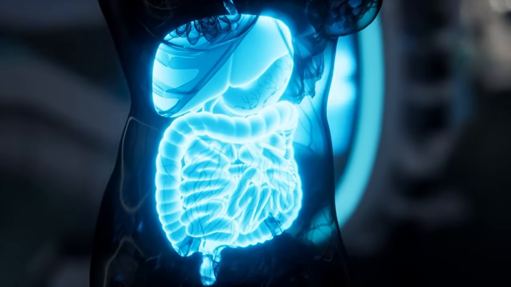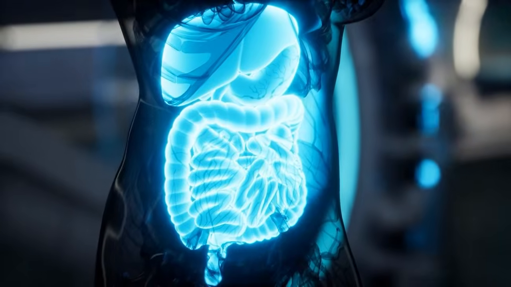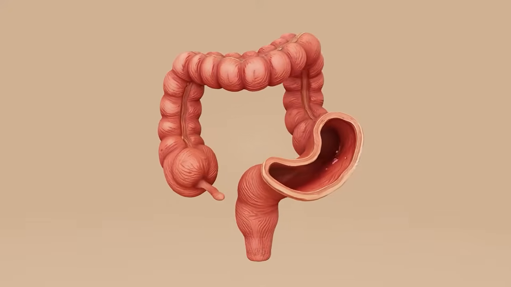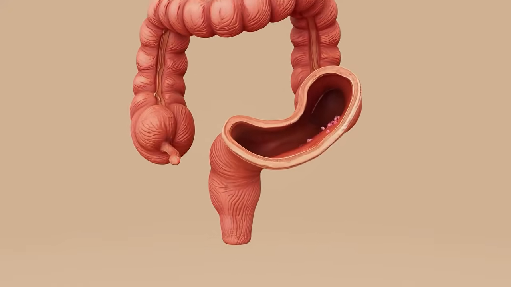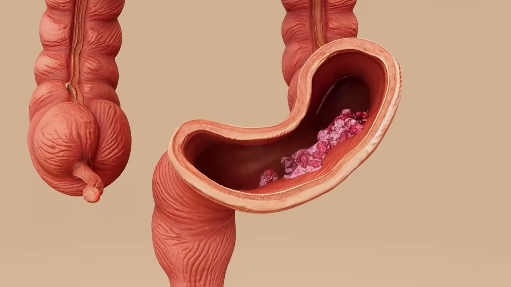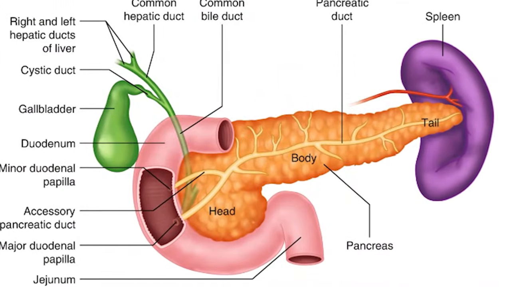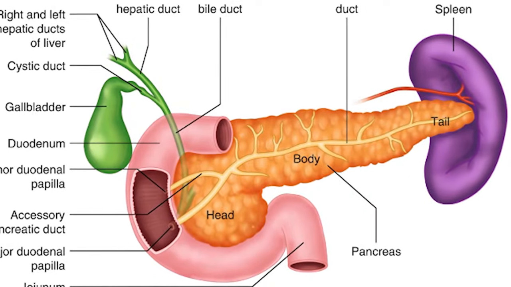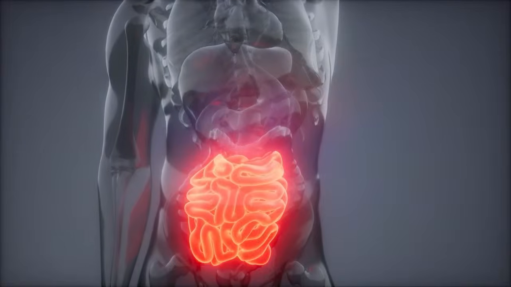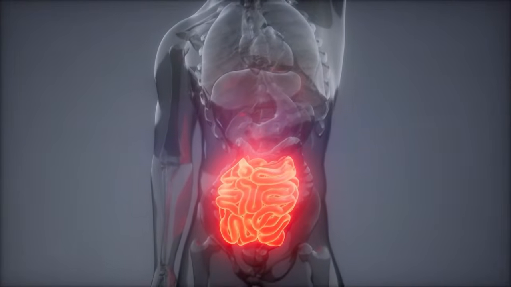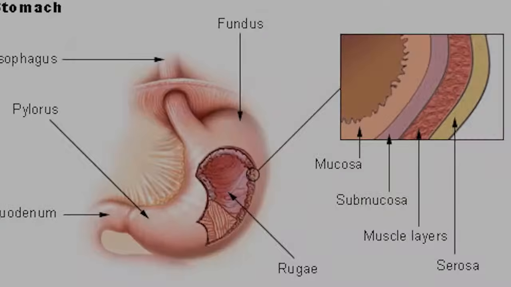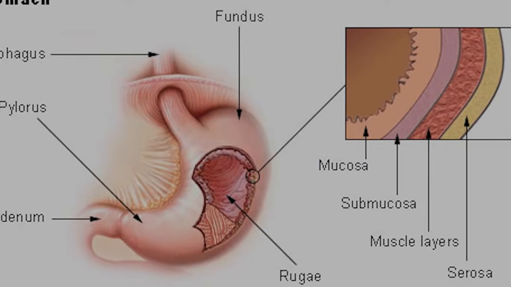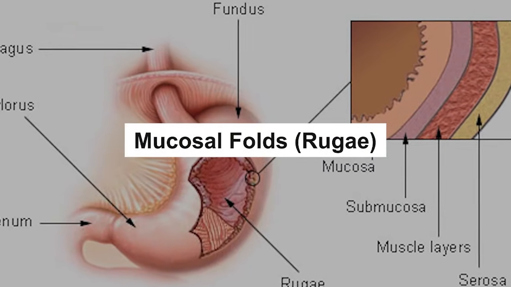The anterior surface of the stomach is related to the diaphragm, left lobe of the liver, and anterior abdominal wall. The posterior surface lies in close proximity to the pancreas, spleen, left kidney, and adrenal gland. These structures collectively form the stomach's bed, a term used to describe its posterior anatomical relations. Internal anatomy of the stomach, mucosal folds, rugae.